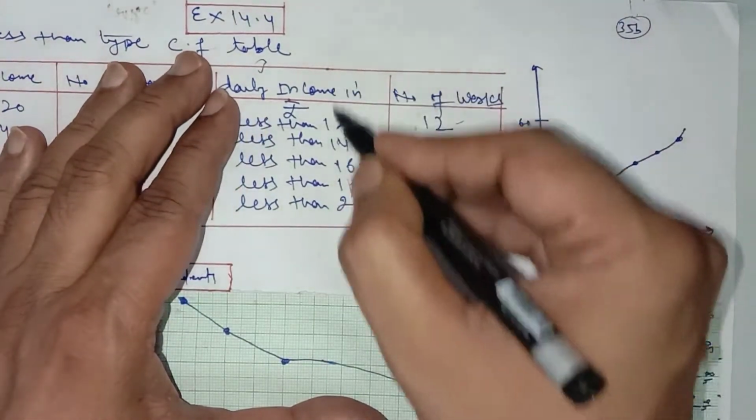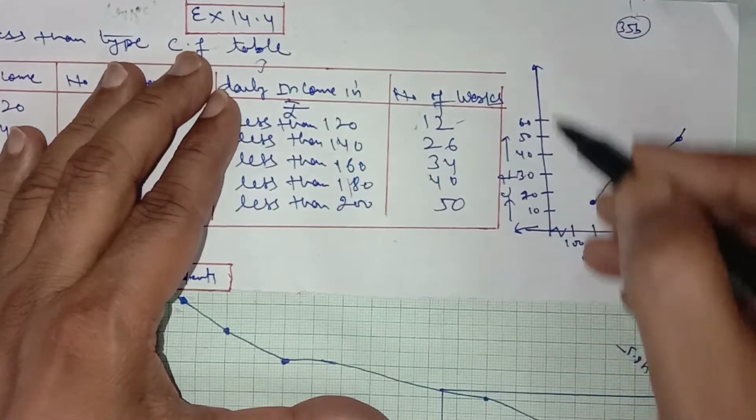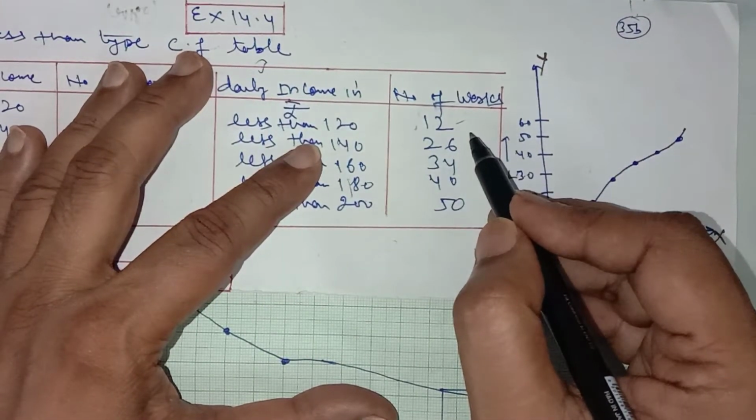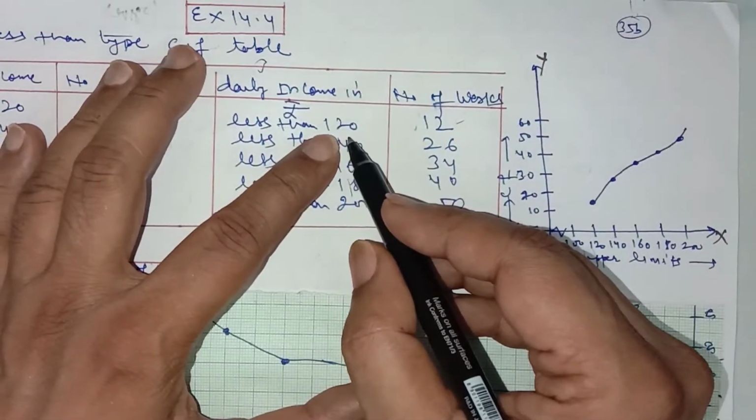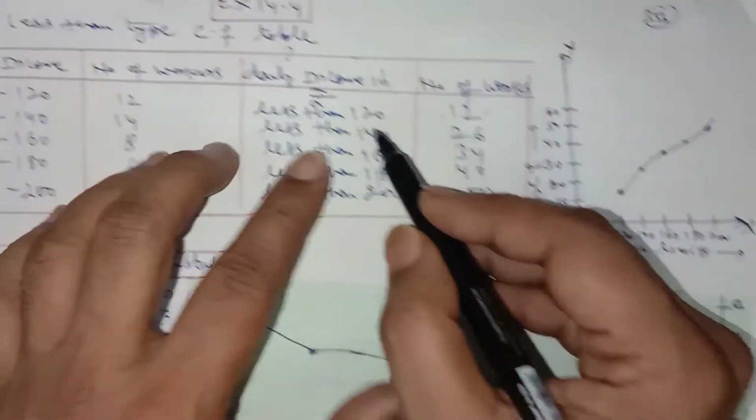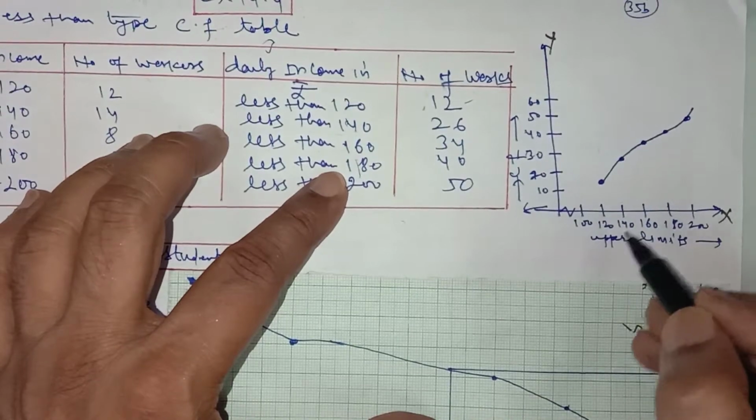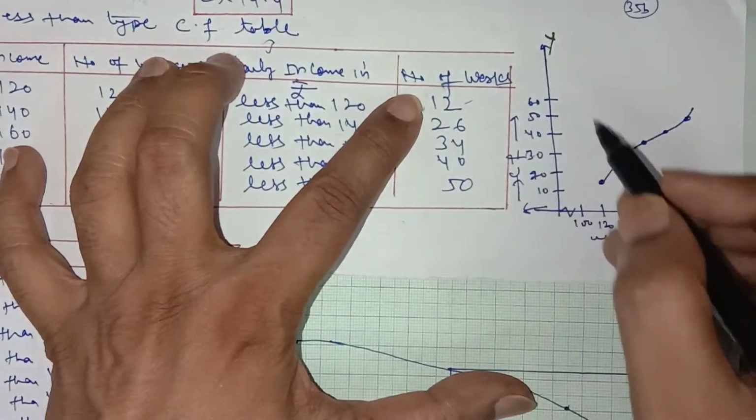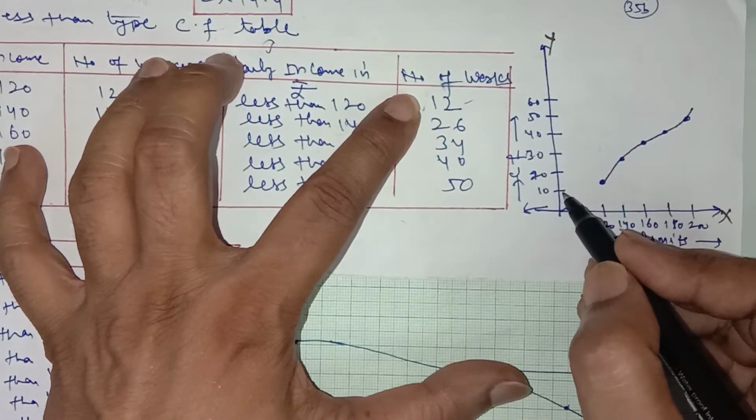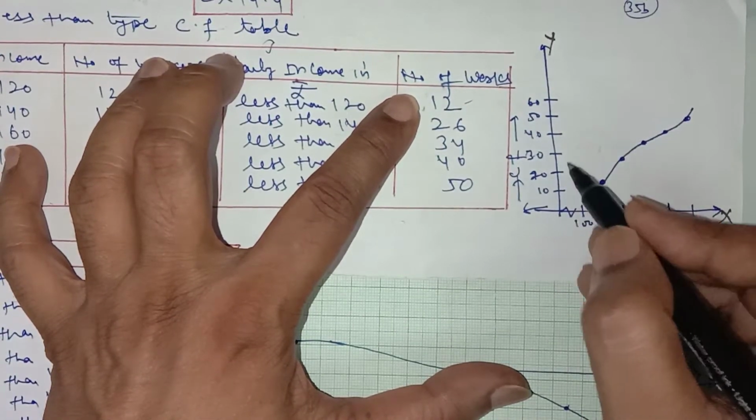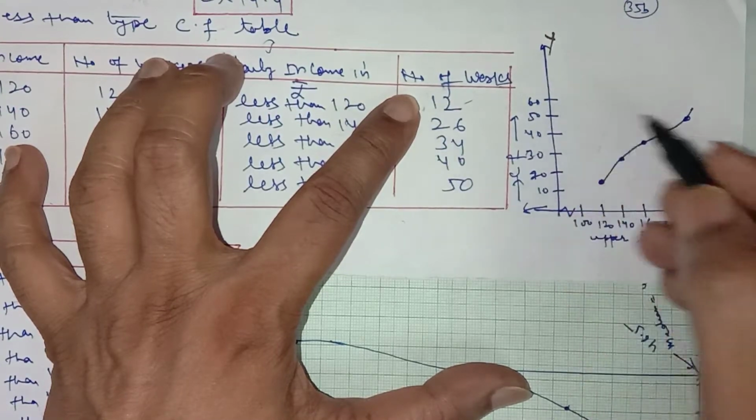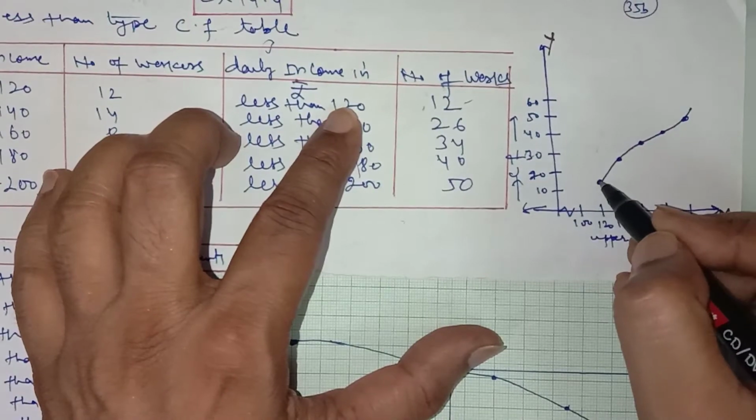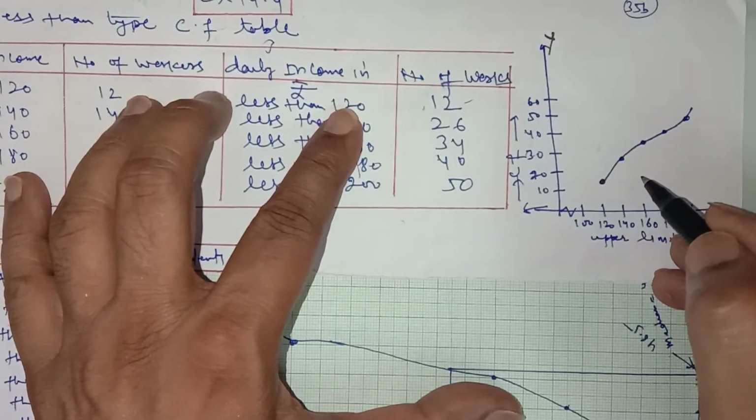On the x-axis you have to take the upper limit, and on the y-axis you have to take the cumulative frequency. So it is from 100 to 120. I have started from 100, 120, 140, 160, 180, 200, and on the y-axis I have taken the scale as 1 centimeter is equal to 10. So 10, 20, 30, 40, 50 and 60, and plot the graph. For 120 it is 12, and for 140 it is 12. When you draw this on the graph paper, you will get the exact points.